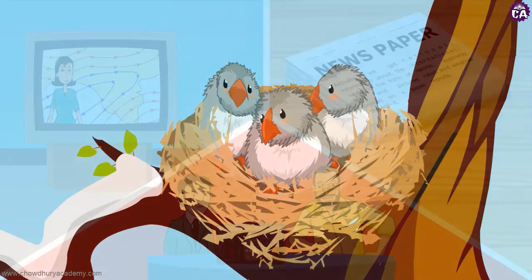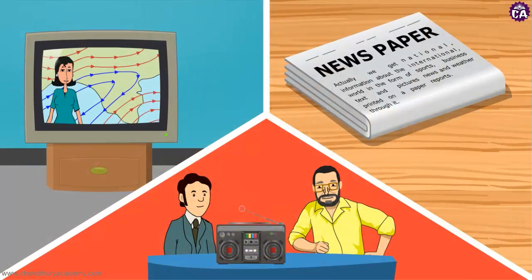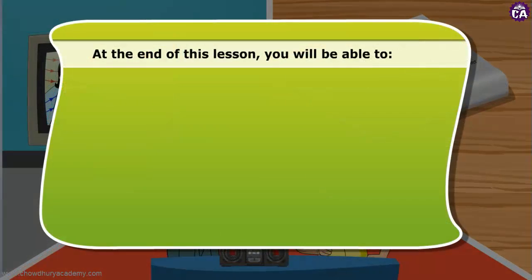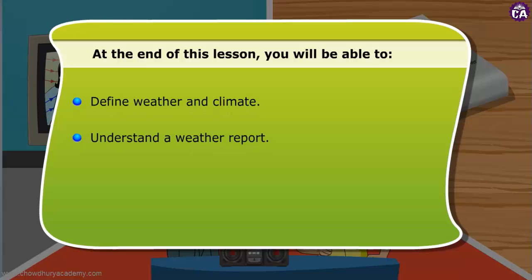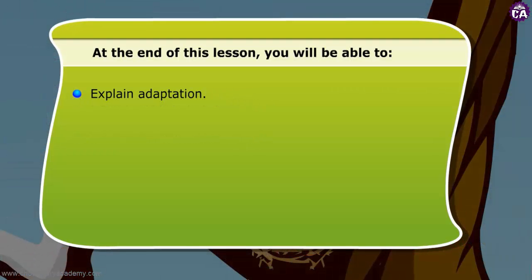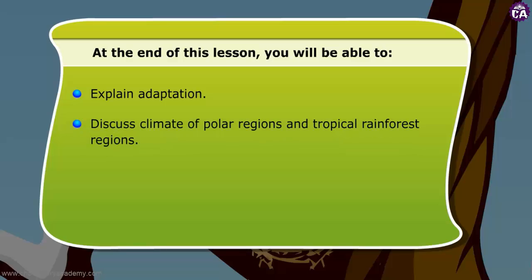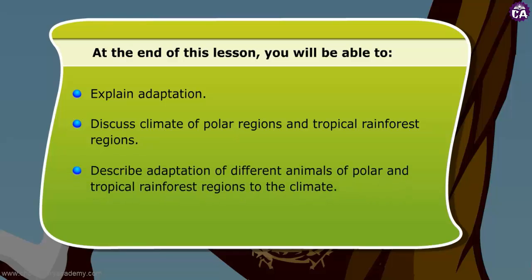Let us know about weather and climate. At the end of this lesson, you will be able to define weather and climate, understand a weather report, explain adaptation, discuss climate of polar regions and tropical rainforest regions, describe adaptation of different animals of polar and tropical rainforest regions to the climate.